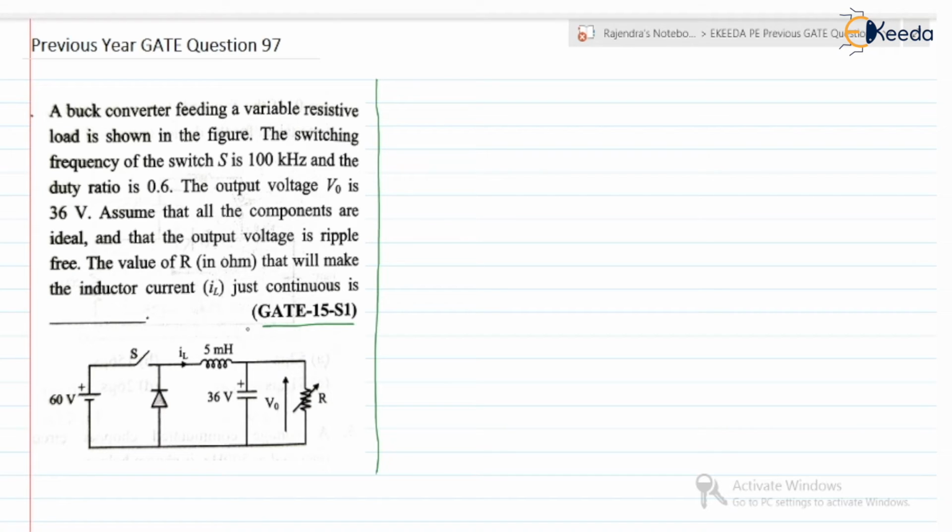So it is a buck converter we are having, and the given data: switching frequency is equal to 100 into 10 to the power 3 hertz, that is 100 kilohertz. Next, duty cycle D is equal to 0.6, V0 is equal to 36 volt, Vs is equal to 60 volt.